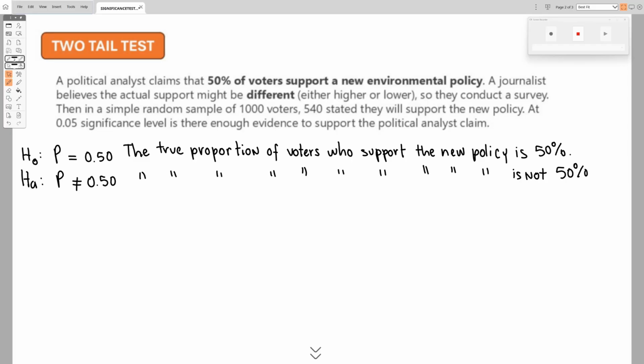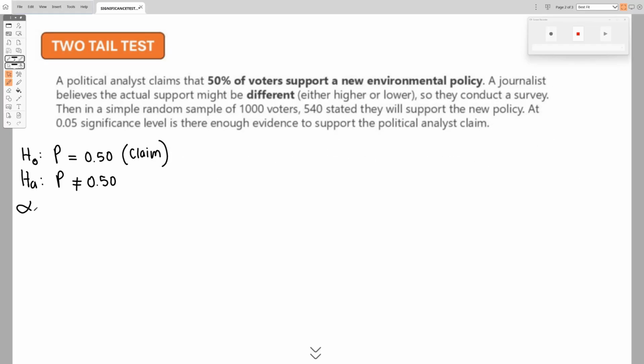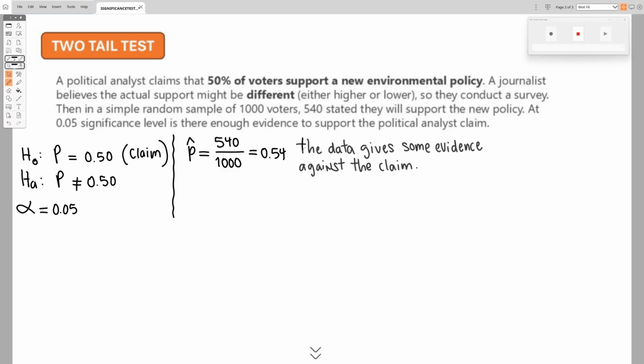The null hypothesis is that the true proportion is 50%, and the alternative hypothesis is that the true proportion is not 50%. The null hypothesis is the claim. The significance level is 0.05. Sample proportion, p-hat, is 0.54. The data gives some evidence to reject the claim.